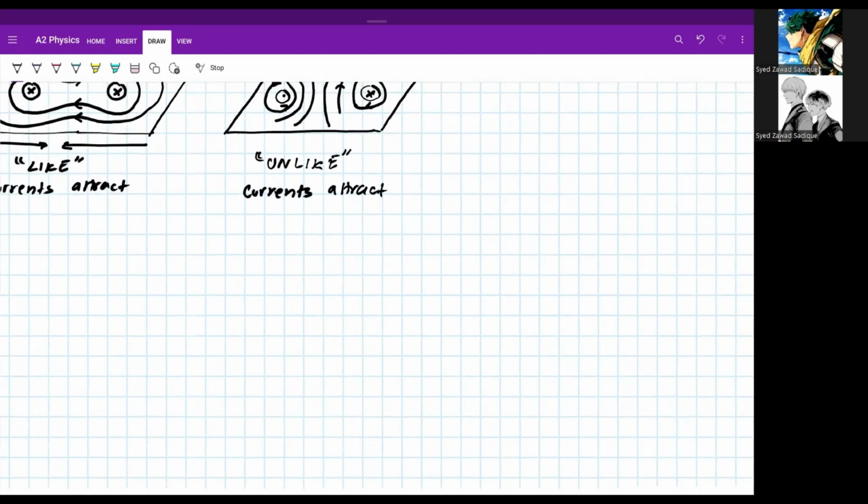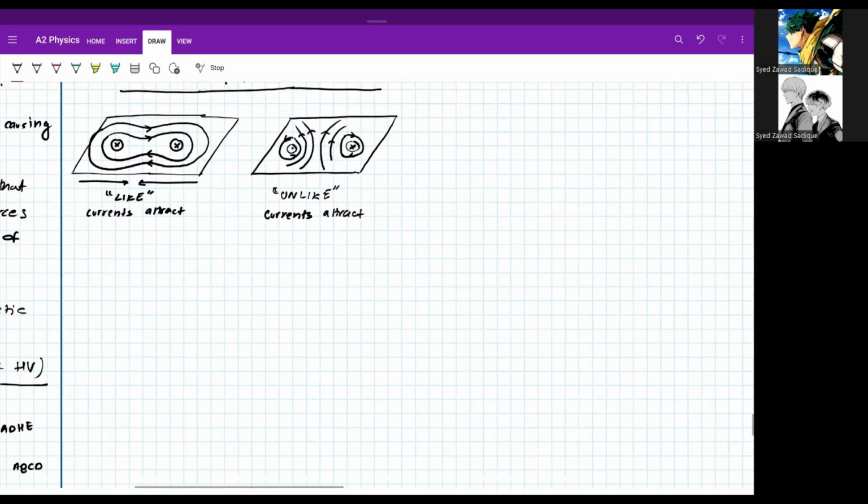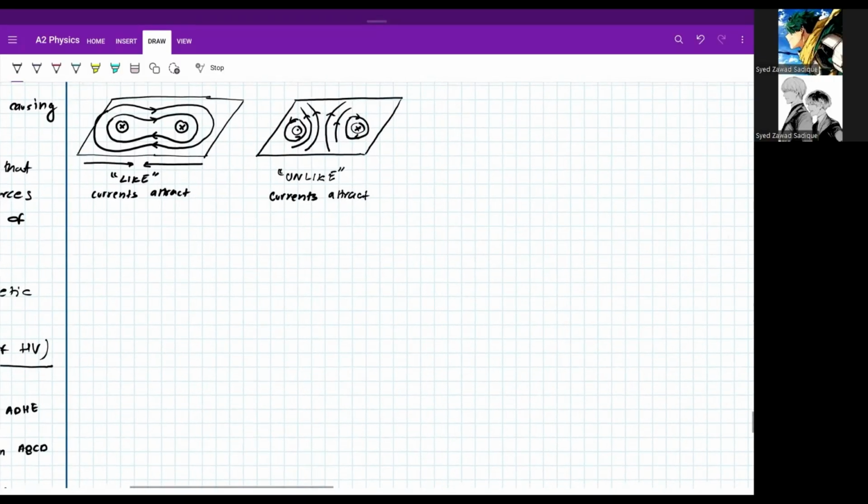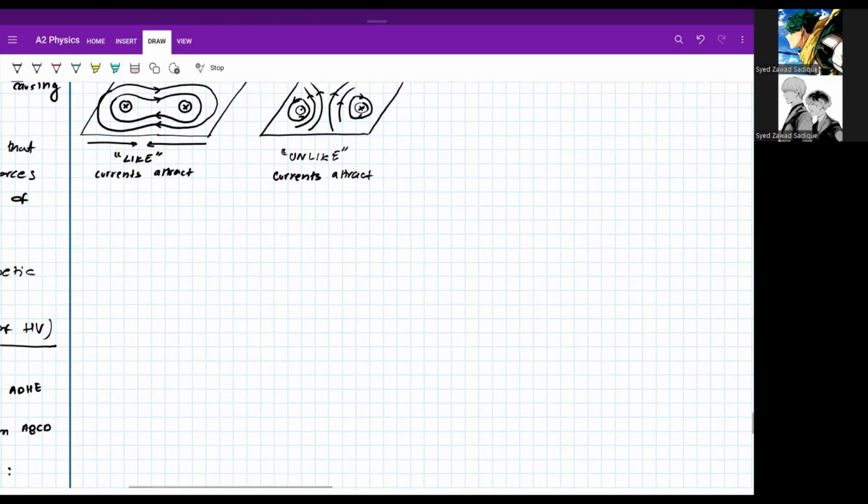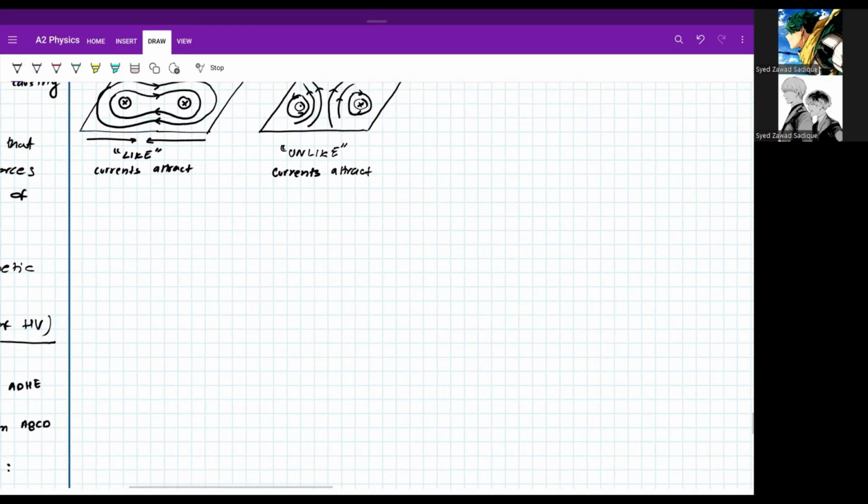Okay, so how do we calculate the force? If we imagine that this is wire one, and this is wire two. Let's look at like currents. So in wire one we have I1, we have I2 for wire two, and this is the length of the wires. So the general formula for the force is mu naught I1 times I2 multiplied by length divided by 2 pi d.